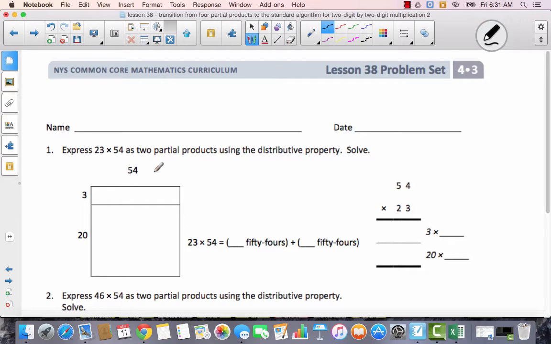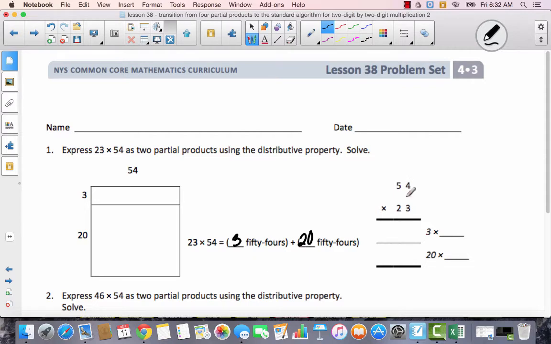We have 54 times 23. So we have 54 times 3, and we have 54 times 20. You can see we've got some distributive property here, and we've got 23 times 54. So this would be 3 54s and 20 54s, because it's basically 54 times 3 and 54 times 20. So 54 times 3 is 54 three times, and 54 twenty times. So that's what this means.